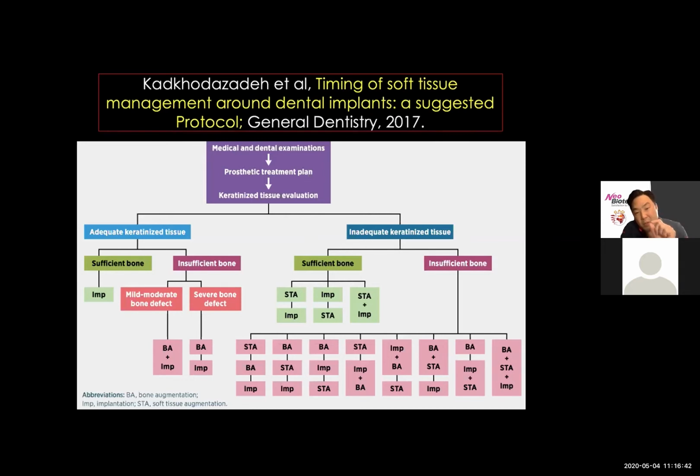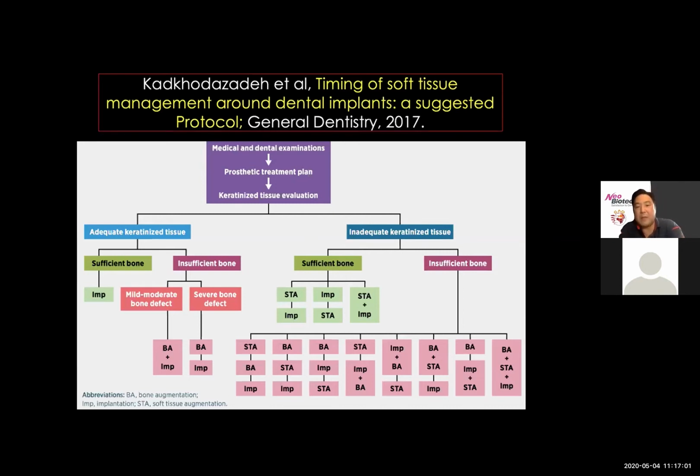In cases where inadequate tissue is present, but you have insufficient bone, then you may need to do maybe a bone augmentation procedure in conjunction with soft tissue augmentation, or you may need to do the bone augmentation first, go back and do the soft tissue augmentation later, or even maybe have to do the soft tissue augmentation first before doing any other bone augmentation procedures. So you see that little flowchart all the way to the right where it says insufficient bone.